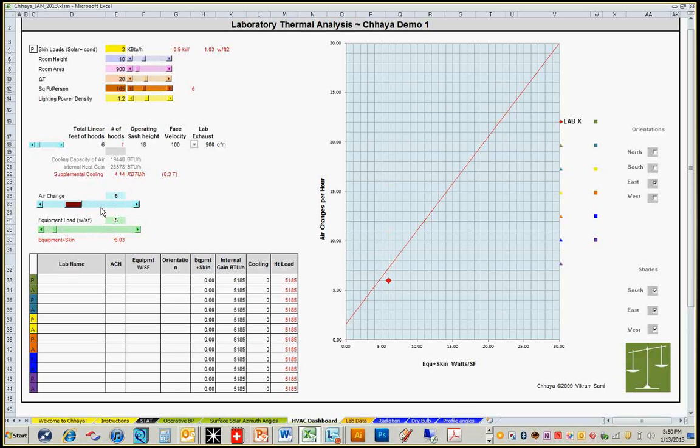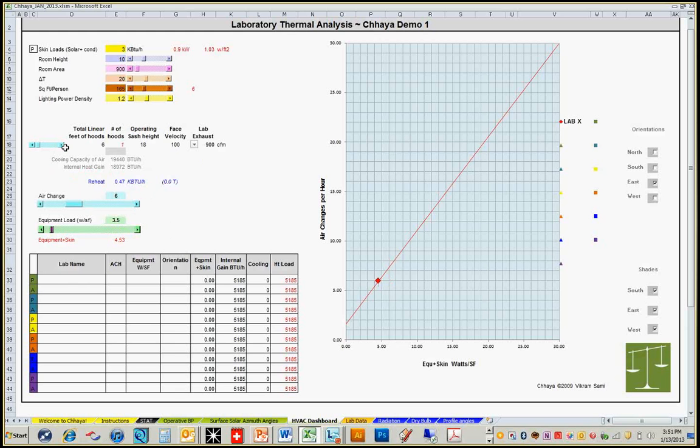So the more air changes I move through the space, the more cooling is going to happen. And at some point, you see this thing triggers and it says reheat. What that means is I'm going to end up spending money on reheat. When I go below it, it says I need supplemental cooling by this much. So I'm going to leave it at 6 air changes, which is your standard laboratory or patient room in a hospital. And then you can play around with your equipment loads. I'll make it about 3 or 4 just to start off with, but we have labs that go even further than that.